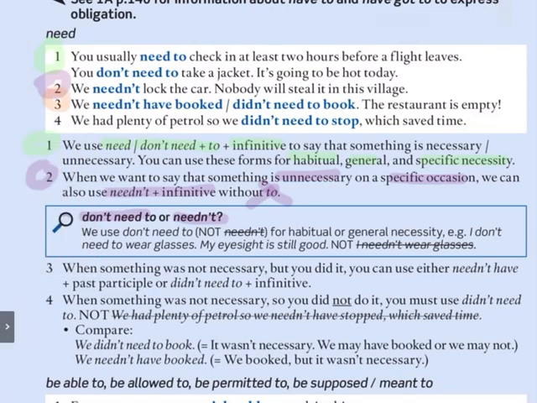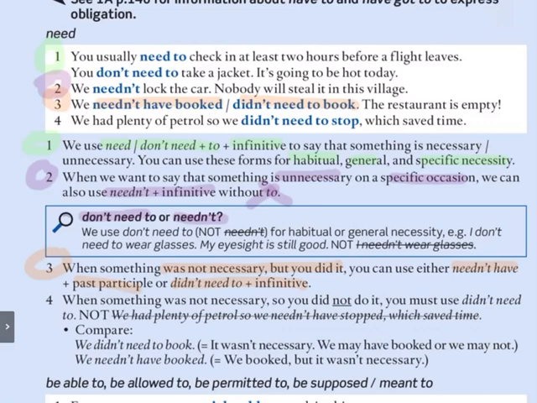We needn't have booked. Ahora vamos al pasado, ¿no? Needn't have booked. Can you see? Haber reservado. Didn't need to book. Pues pasado simple, ¿no? The restaurant is empty. Now, this is really interesting. Let's have a look at number 3. When something was not necessary, but you did it, you can use either needn't have plus the past participle or didn't need to plus the infinitive.